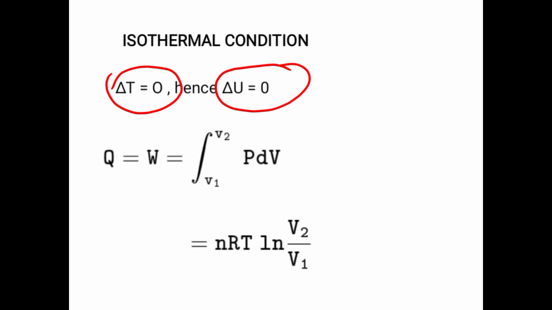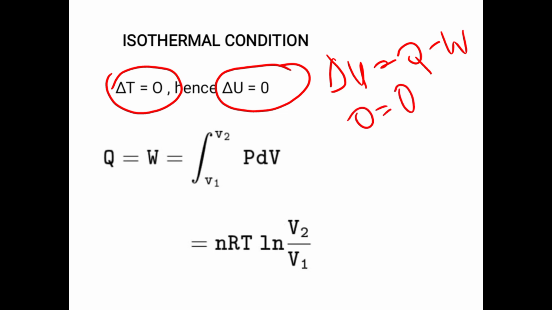I said earlier in one of the videos, you can watch that, where I explained the concept of thermodynamics, the internal energy depends on temperature. So when temperature does not change, the internal energy too does not change. So internal energy is zero. Since our change in internal energy is equal to Q minus W, and the change in internal energy is zero, which is equal to Q minus W, we can simply say that Q is equal to W. So the heat is equal to work done.